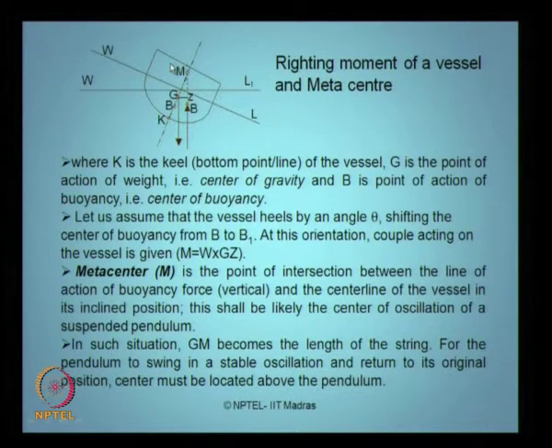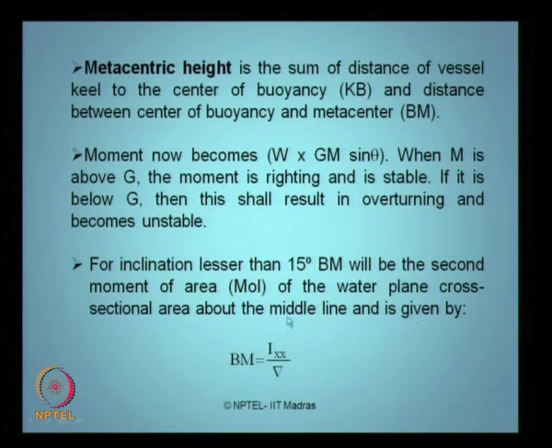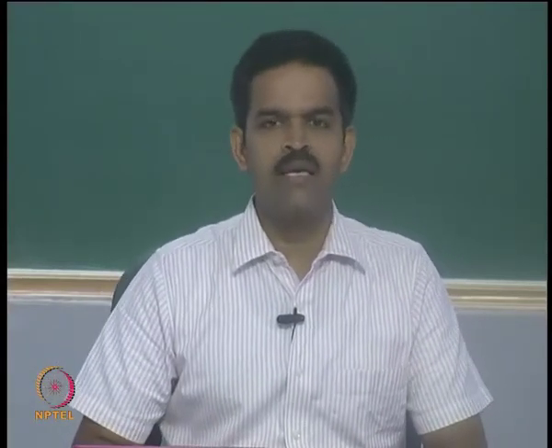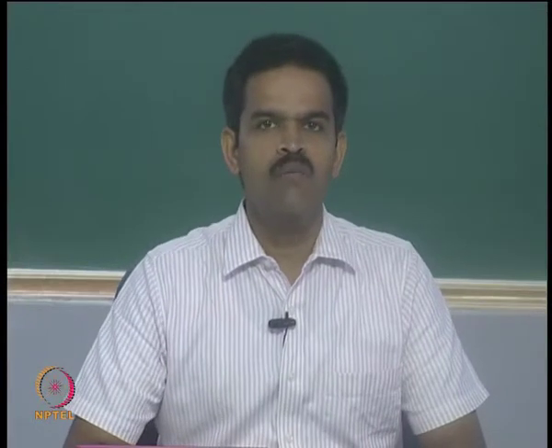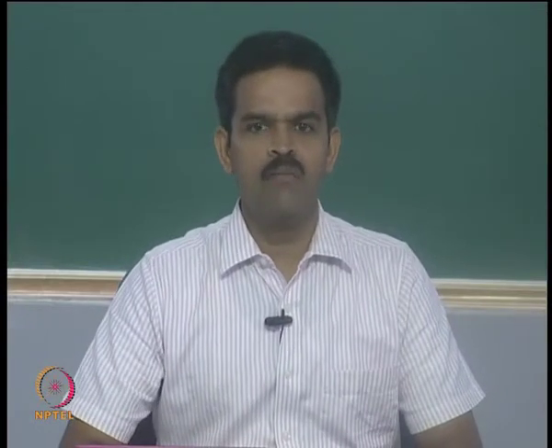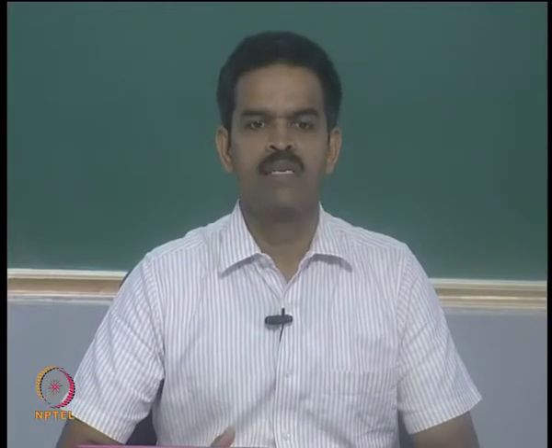This is treated as the center of oscillation for a suspended pendulum. In such a situation, GM, the distance GM, becomes the length of the string. For the pendulum to swing in a stable oscillation and return to the original position, the center must be located above the pendulum. So what do you understand by metacentric height? Metacentric height classically is the sum of the distance from vessel keel to the center of buoyancy plus the distance between center of buoyancy and metacenter.